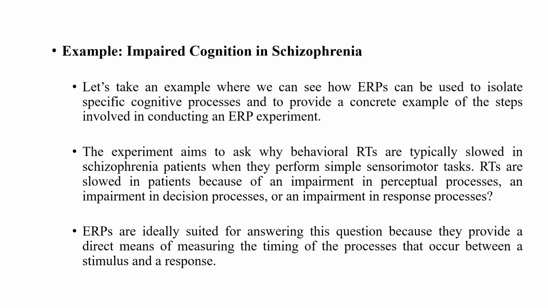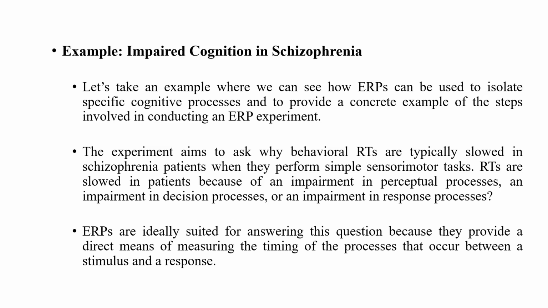Okay, so we'll take one more example, an example of impaired cognition in schizophrenia that will basically tell us a little bit about how ERP components are used to isolate specific cognitive processes in the brain. So, this experiment aims to ask why behavioral reaction times are typically slowed down in schizophrenia patients when they are asked to perform simple sensory motor tasks.